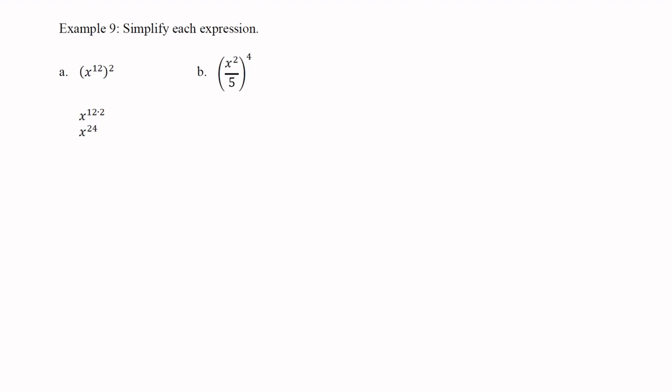For this one, we have x squared over 5 raised to the 4th power. Now, that 4th power is going to act on both the numerator and the denominator because it's acting on everything inside the parentheses. So you're going to do x squared times 4, x to the 2 times 4. We take a power to a power and multiply our powers. And then we take 5 to the 4th on the bottom, which is going to give us x to the 8th over 625.